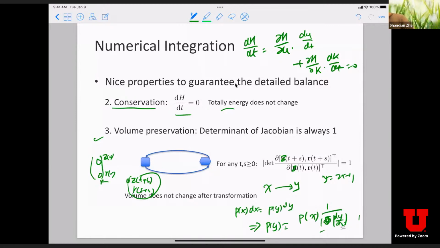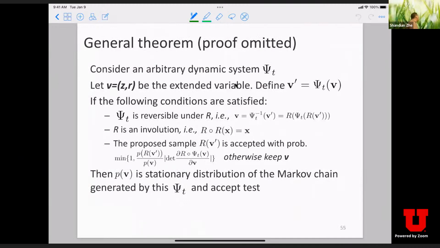But the Hamiltonian system has a very nice property that this Jacobian is 1, meaning that even if you evolve and transform your random variables, the probability density doesn't change. Any questions so far? Everyone's good? Okay, so now let us look at the general theorem.